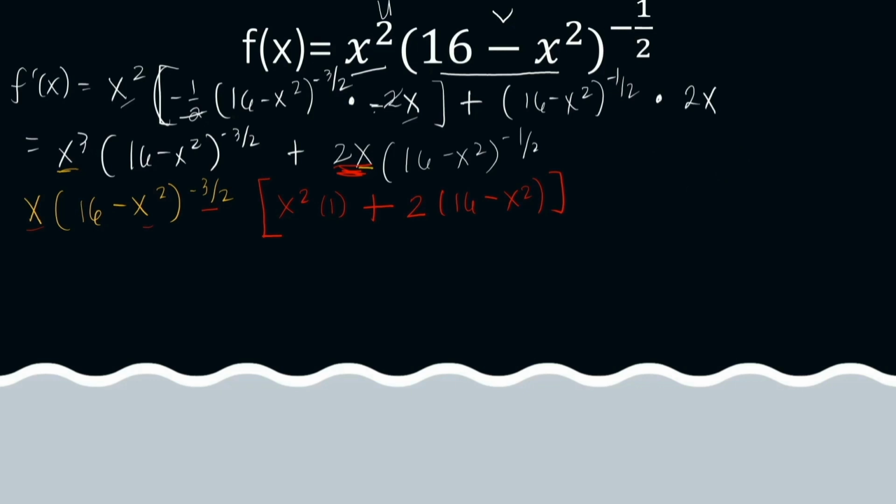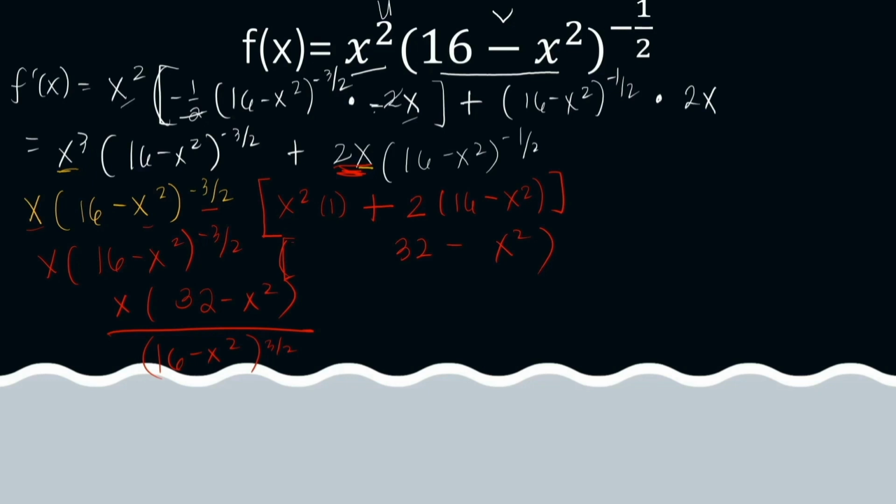And then, pwede pa natin itong i-simplify. 16 times x minus x squared plus 32 minus 2x squared. So, itong x squared minus 2x squared, it will become negative x squared na lang. Ayan. Okay, so 32 minus x squared. And then, itong 16 minus x squared raised to negative 3 over 2, pwede natin siyang ibaba. So, matitira is si x, and then 32 minus x squared all over 16 minus x squared raised to positive 3 over 2. So, itong sa numerator, pwede natin i-distribute si x: 32x minus x cubed all over 16 minus x squared raised to 3 over 2.